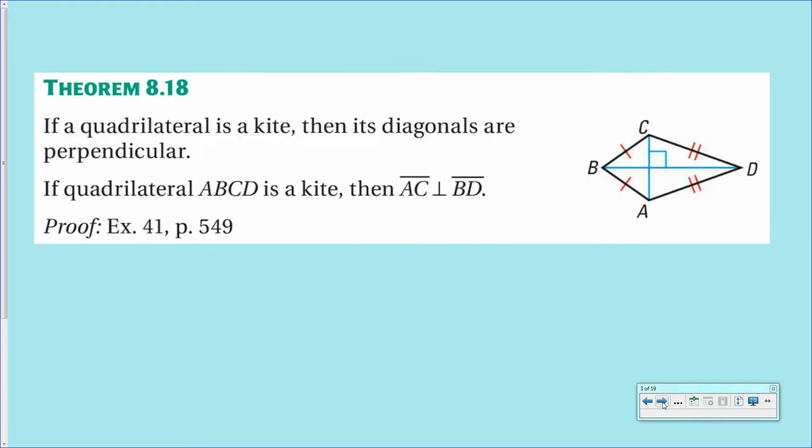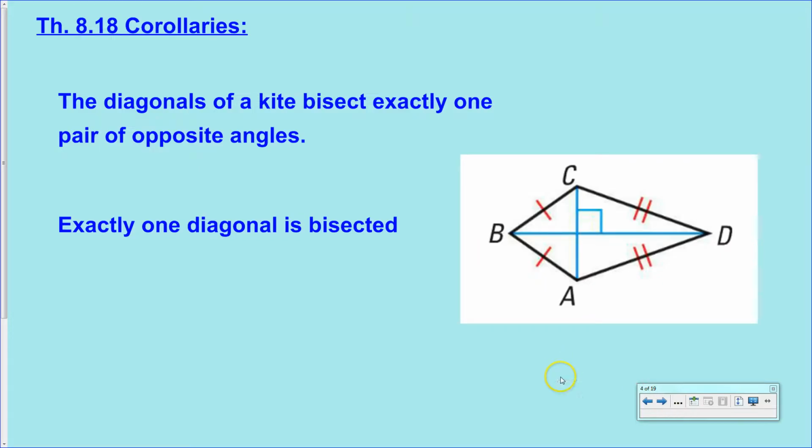Next up, we have a couple of theorems and a couple of corollaries. The first theorem we have is theorem 8.18, and it simply says that the diagonals of a kite are perpendicular, that they form a right angle, and you can use that information. What's really nice about that is that you'll often know an angle in here and you can do some trigonometry, or we can actually do two quick corollaries off of that.